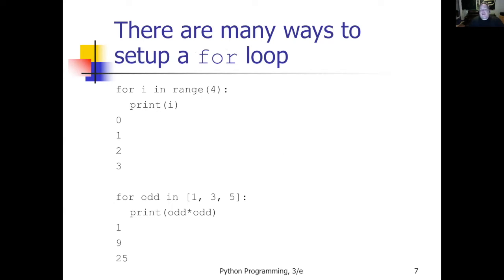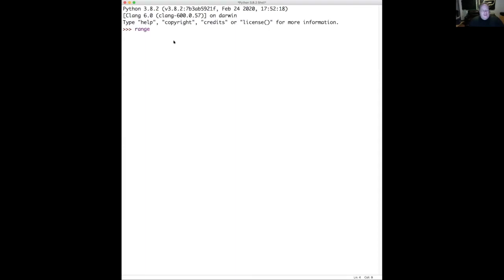So for example, if I say for i in range 4, let's take a look at that in IDLE. If I say range 4 like this, it's going to give me this. If I say for i in range 4, what range 4 gives me are values starting at 0, going up to but not including 4. So 4 values, 0, 1, 2, and 3. So if I print i, then I get 0, 1, 2, and 3.